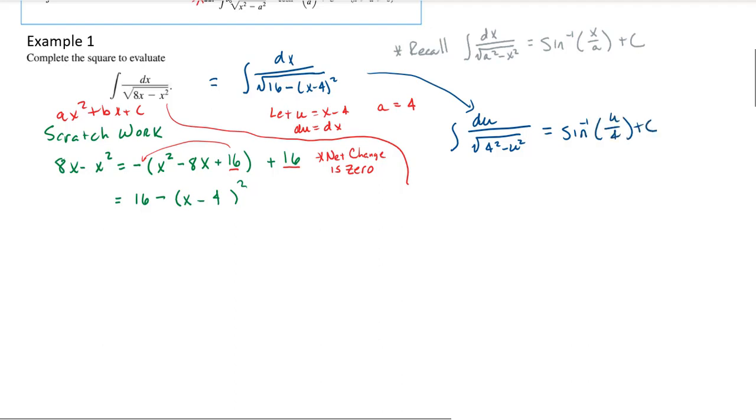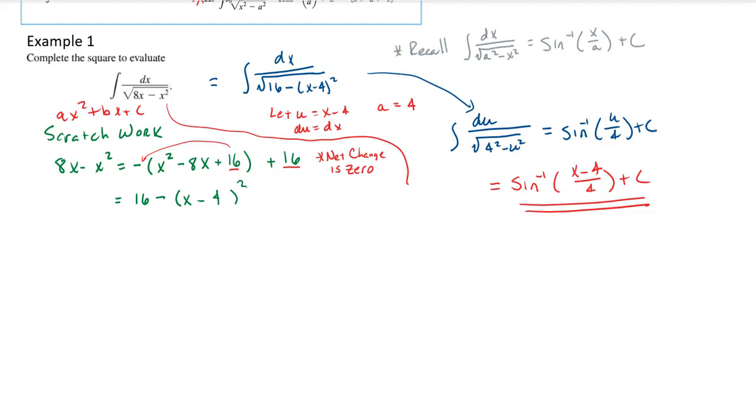Do I want to leave that as my final answer? Never. If the original problem has x as its differential, my final answer has to have an x in it. So this is going to be equal to sine inverse of (x minus 4) over 4 plus c. And that would be our final answer.